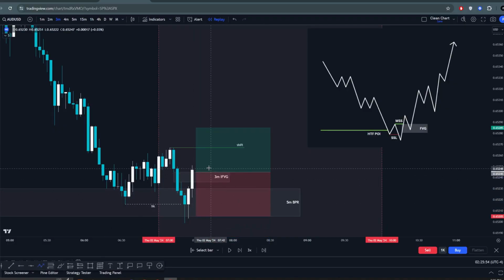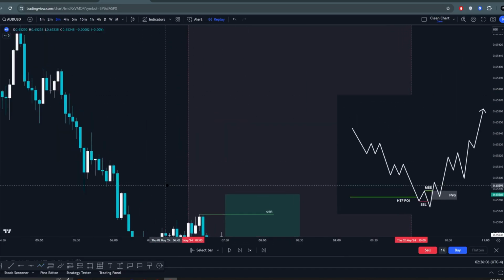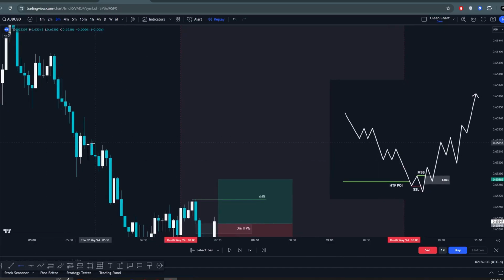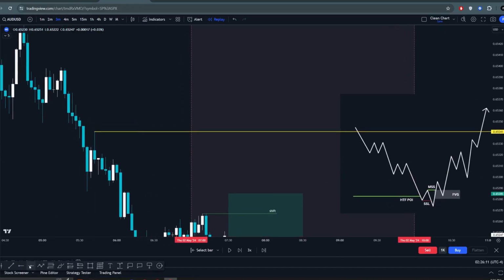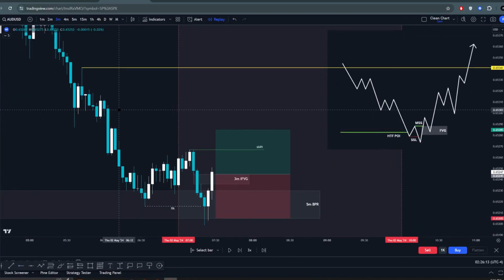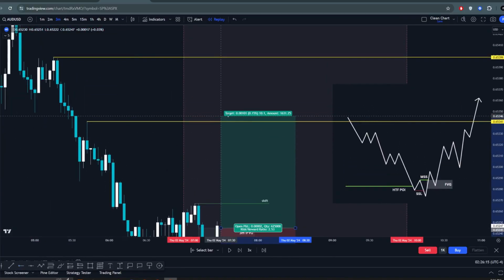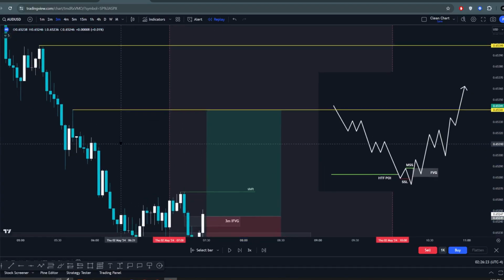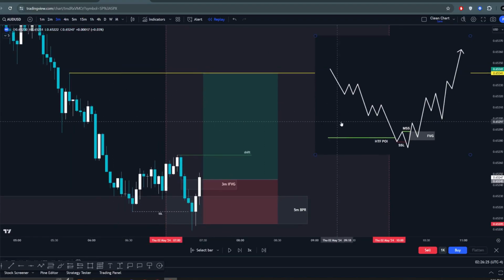Now the price should retrace into this, and it should respect this inverse fair value gap, and the price should continue moving higher. Let's see what the price will do. Only aiming for 1 to 2 risk to reward or the nearest buy side liquidity. I can aim for this buy side liquidity that's around almost 2.5 risk to reward. Let's aim for that high right there.